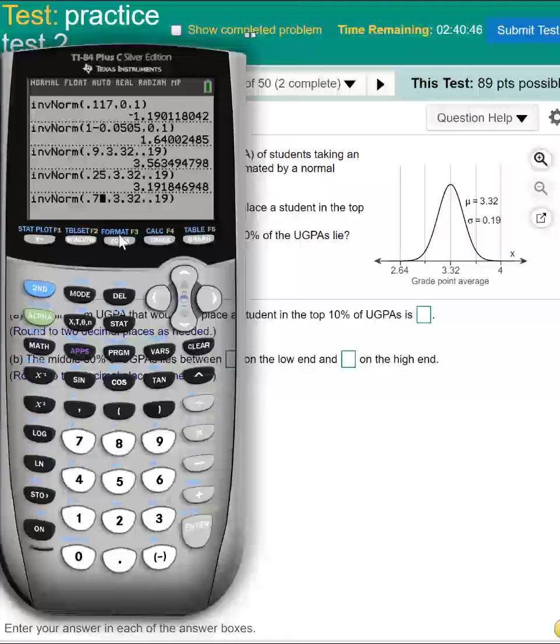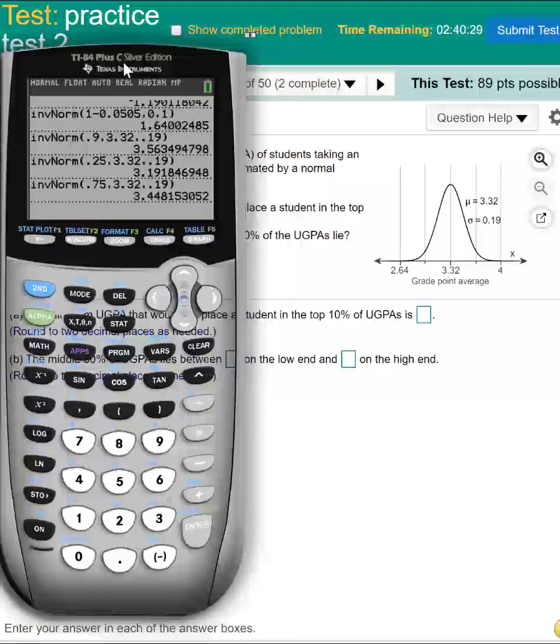If he says middle 80%, you subtract the 80% from 100, you get 20%, divided by 2, you get 10%. So you do inverse norm on 10% and you do inverse norm on 90%. And here is the other answer, 3.45.